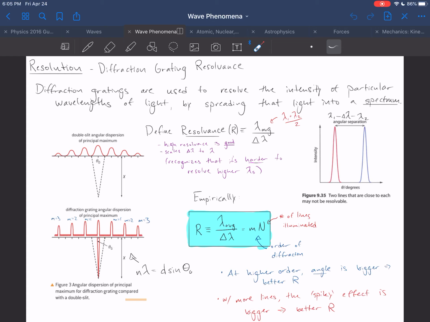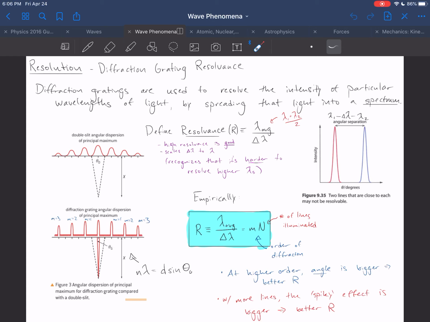Why? Because it's harder to resolve higher wavelength light. Because higher wavelength light diffracts more, you need a larger delta lambda to achieve the same resolvance. There needs to be a larger difference between the two wavelengths you wish to resolve at higher wavelengths than there is at smaller wavelengths, because the smaller wavelength peaks are going to be sort of closer or tighter together.